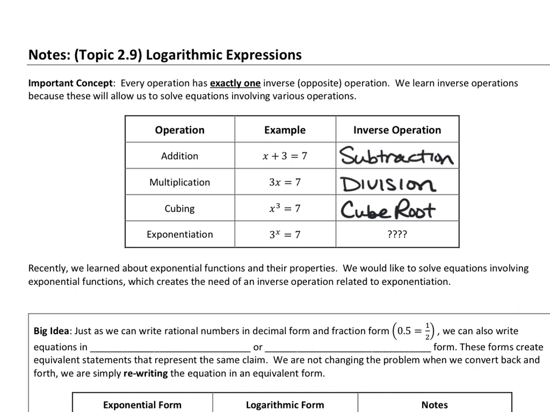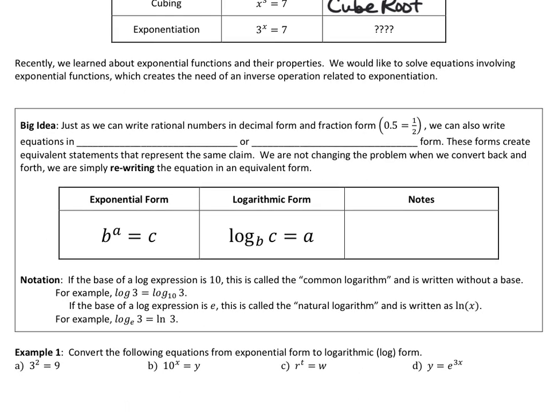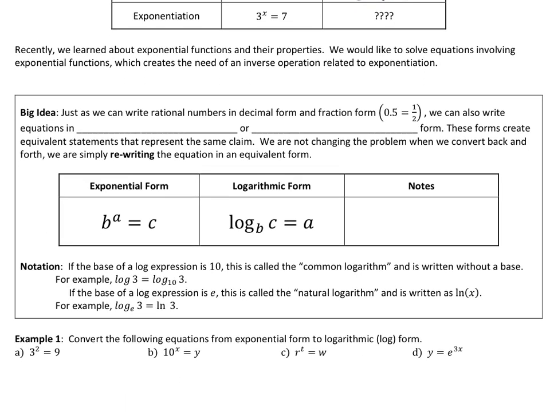So we've learned about these exponential functions, but to solve them by hand, we would need to create an inverse operation for exponentiation, or taking x in the exponent. So here's our big idea for today. Just as we can write rational numbers in decimal form and in fraction form, so like 0.5 is the same as 1/2, we can also write equations in two forms. They can either be in exponential form or in logarithmic. These forms create equivalent statements that represent the same claim.